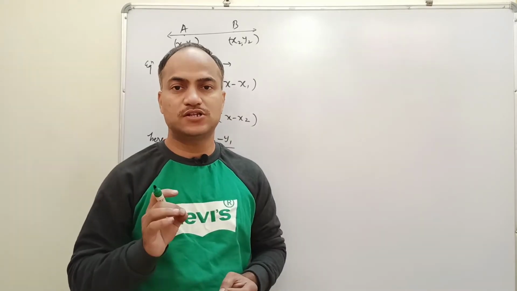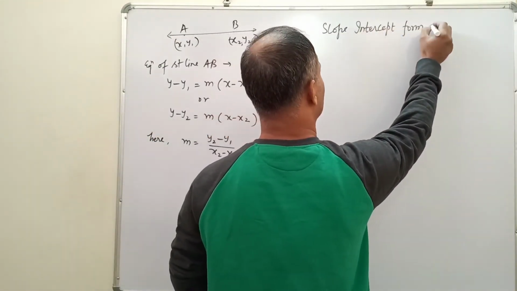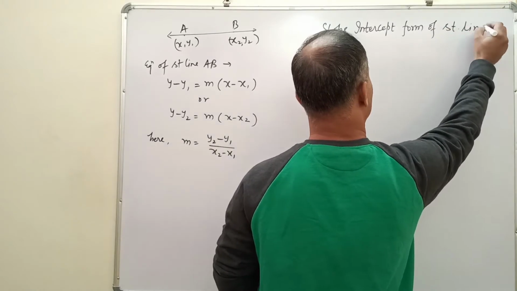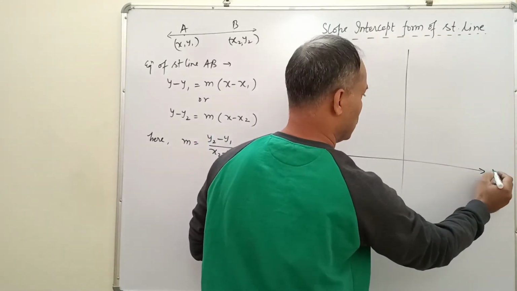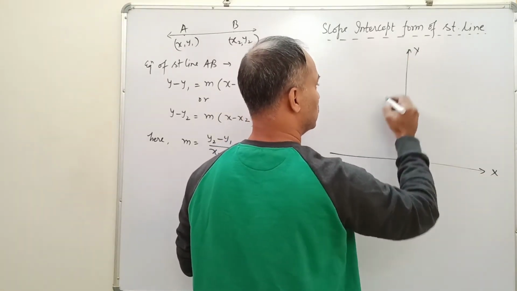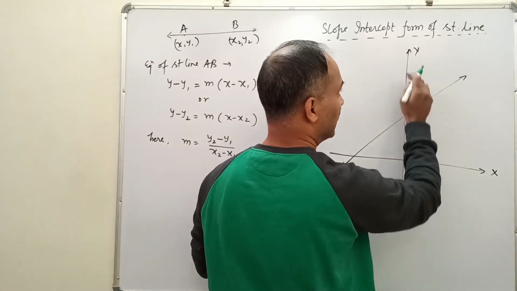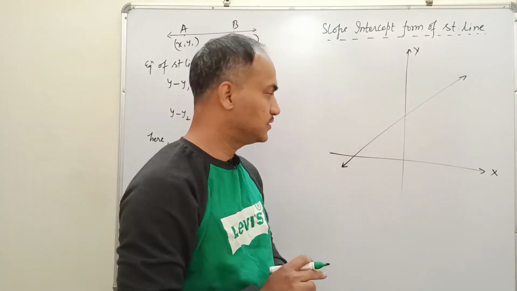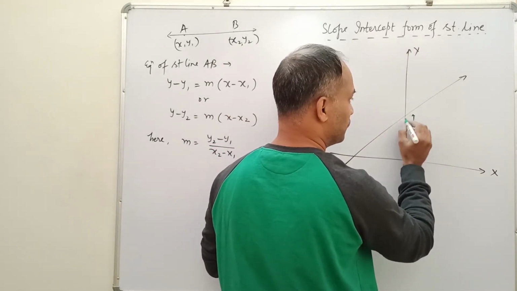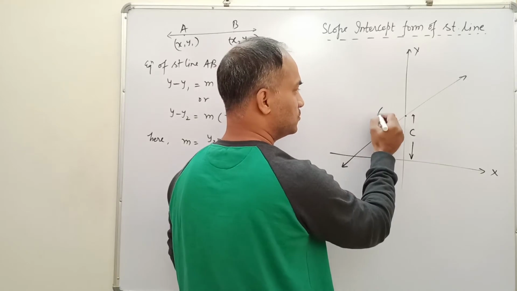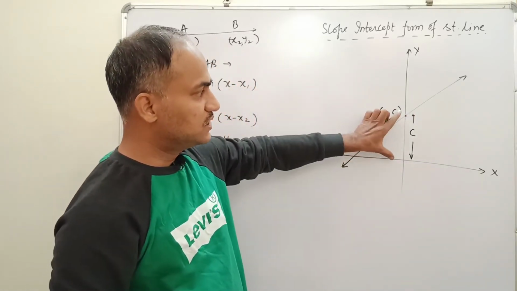Now we study the slope intercept form of a straight line. So what does it mean? We are given axes, obviously axes are there, and this is one straight line which is cutting an intercept on the y-axis. Suppose the intercept has value c, so we can get this coordinate. So this will be (0, c). X coordinate is 0. So this intercept is given to us.